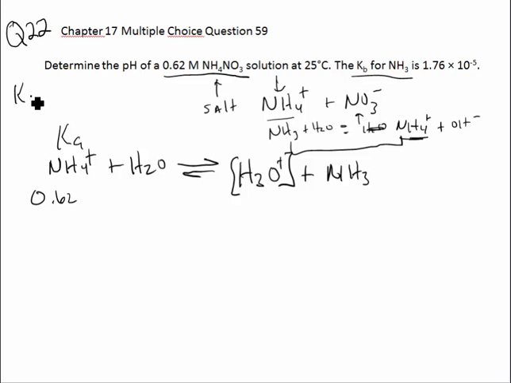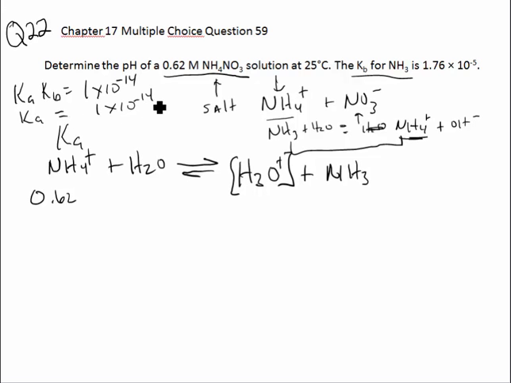So again, we're going to have to use the relationship Ka times Kb is equal to 1 times 10 to the minus 14. So in this case, Ka is equal to 1 times 10 to the minus 14 divided by that Kb, 1.76 times 10 to the minus 5th. And that gives us our Ka for this reaction.